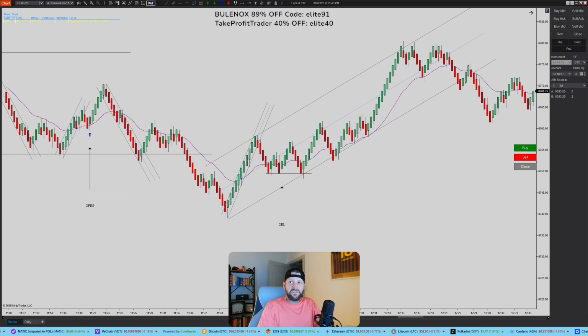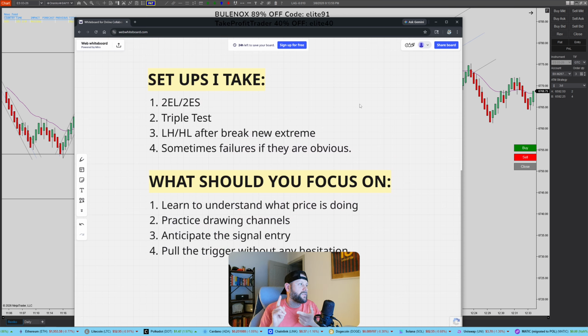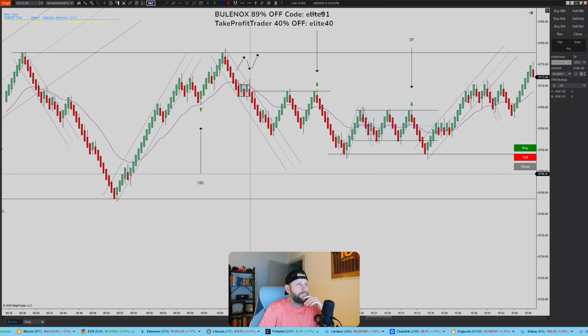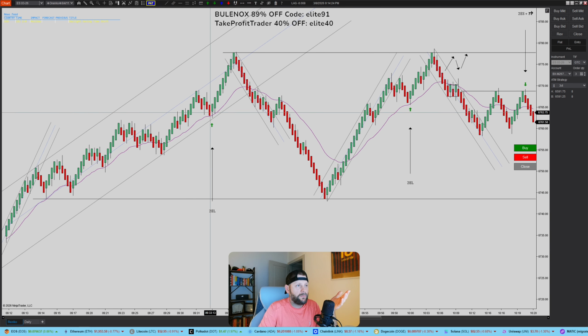That brings me to my next point: what setups I take. My bread and butter are second entries, shorts and longs, triple tests, lower highs and higher lows after the break of a new extreme, and sometimes failures, if they're obvious. I don't really trade failed breakouts. If it's a range, I'm not very good at that, so I tend to skip those, even though you can clearly identify a range.